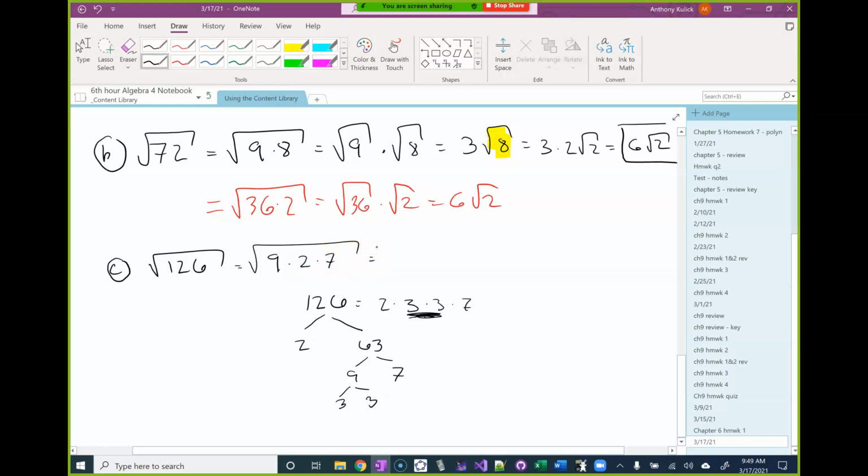So 3 times 3 is 9. So I can break this up then as the square root of 9, square root of 2, and the square root of 7. Or 3 square root 2 times square root 7. And now notice square root 2 and square root 7 we can't do anything more with, right? So typically what we do is we squish those back together and make a square root 14.